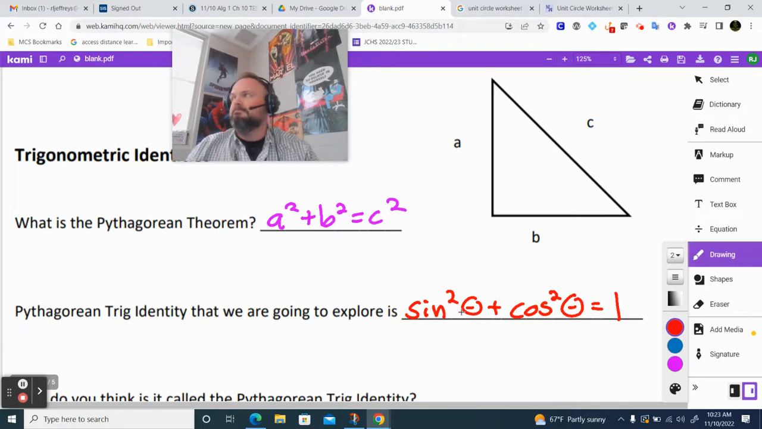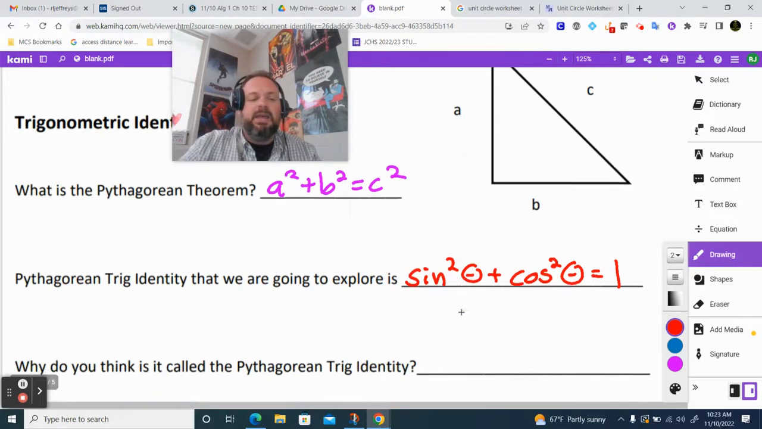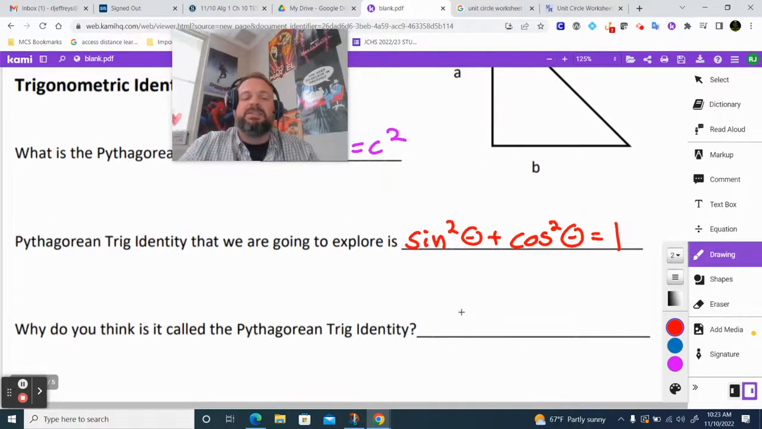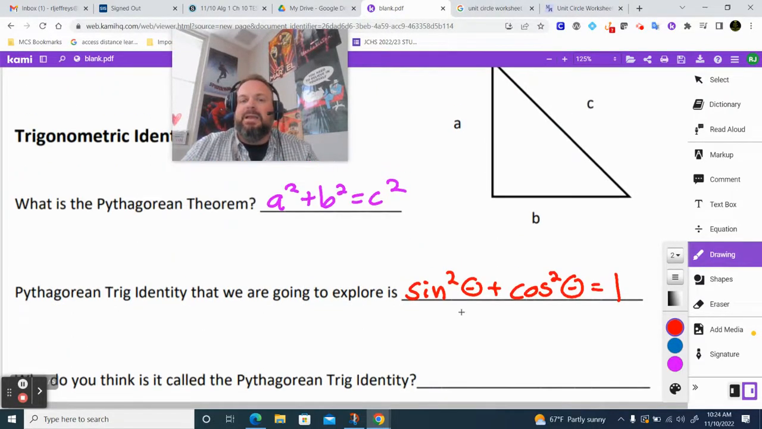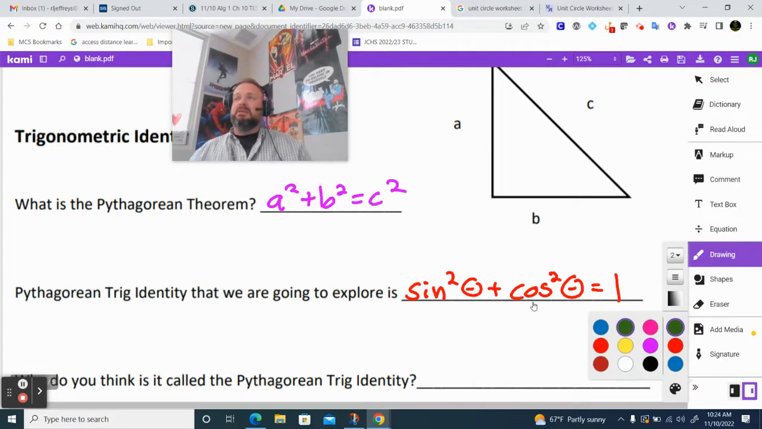Okay. So, why do you think it's called the Pythagorean trig identity? How is this purple equation and this red equation related? Okay. Two squared things equal something. I'll take that. That's on the right path.